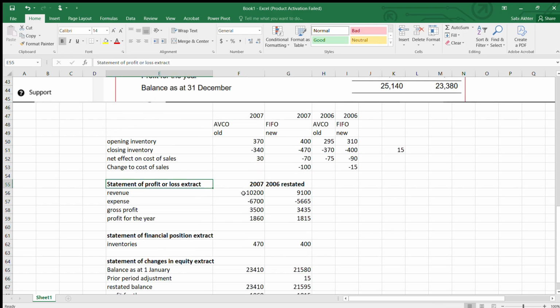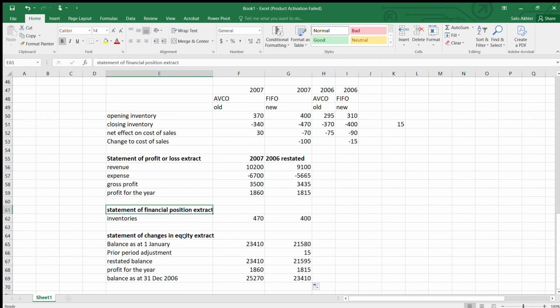so that's it. You have extracted your statement of profit and loss, statement of financial position, and statement of changes in equity. Okay, let me tell you where the change took place. The change took place here and in your profit. Why? Here in the 2007 figure you have deducted 100 and that 100 you have added in the profit, and here this 50 you have deducted here and you have added here.